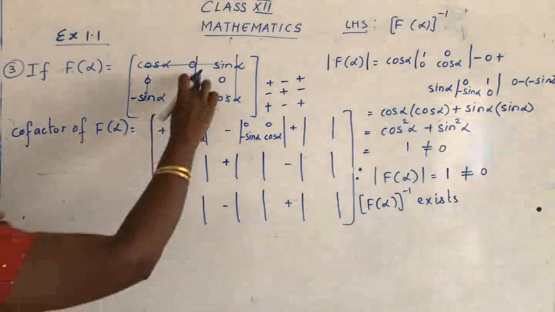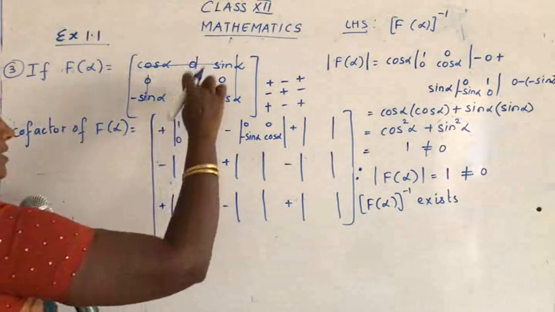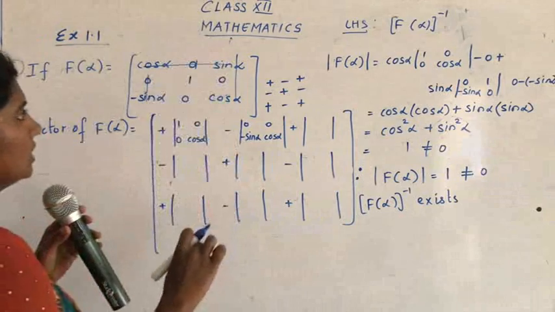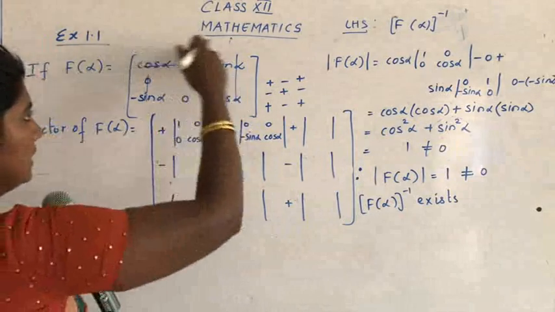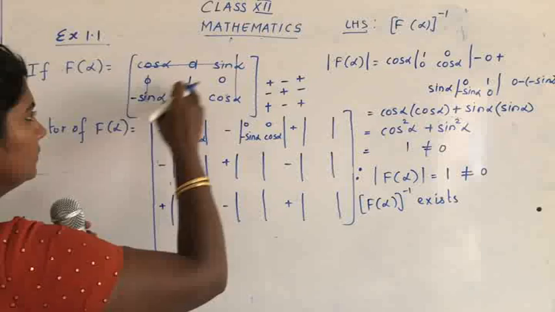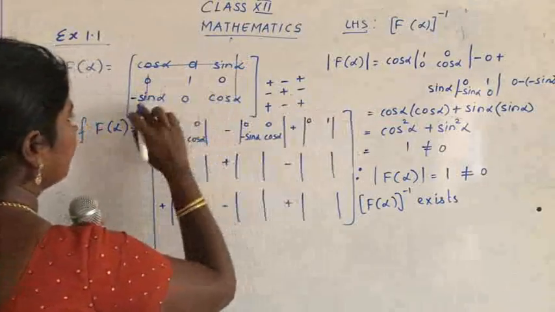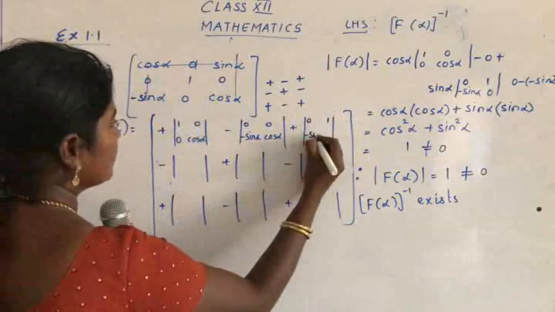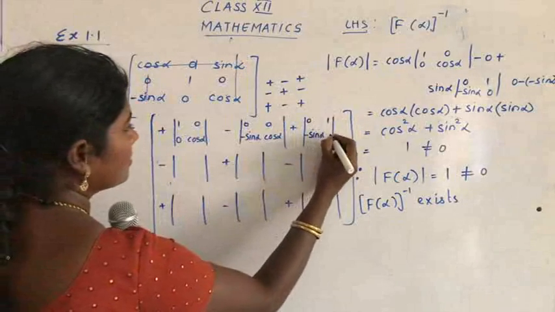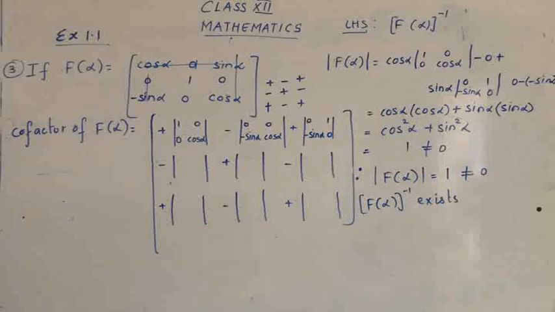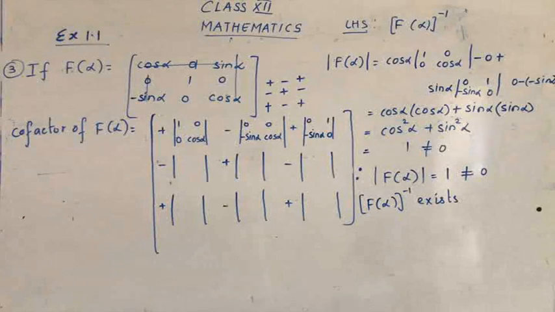Coming to the third element, eliminate the third row, the corresponding row and the corresponding column. So what is left? 0, 1, minus sine alpha, 0.